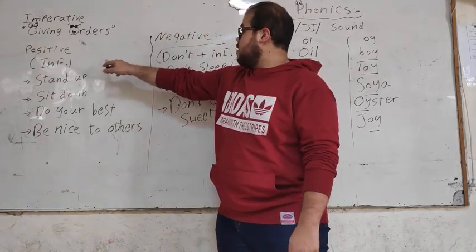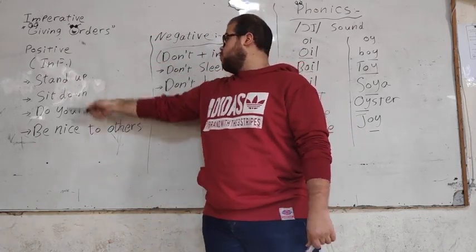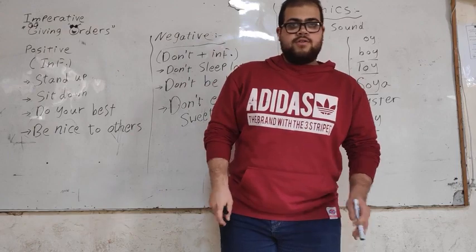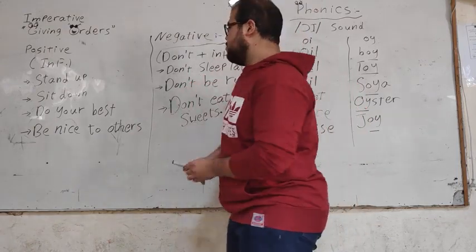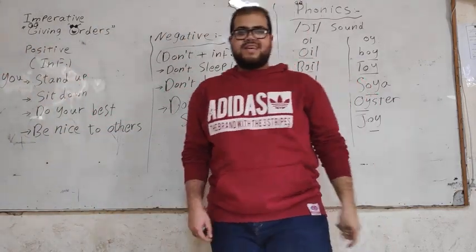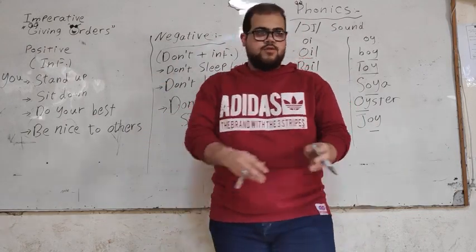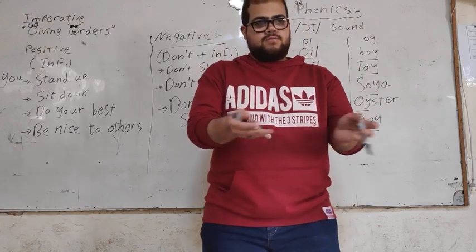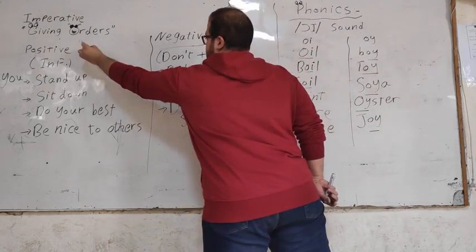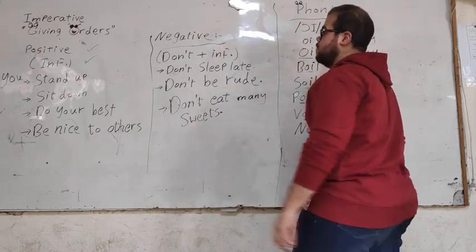All of these imperative sentences are positive. So we only put the infinitive form of the verb. But actually, there is a subject, but it's not important. The subject is, of course, you. So instead of saying you stand up, I just say stand up. Or instead of you sit down, I just say sit down. So that's it for positive. With positive, we begin with the infinitive form of the verb.